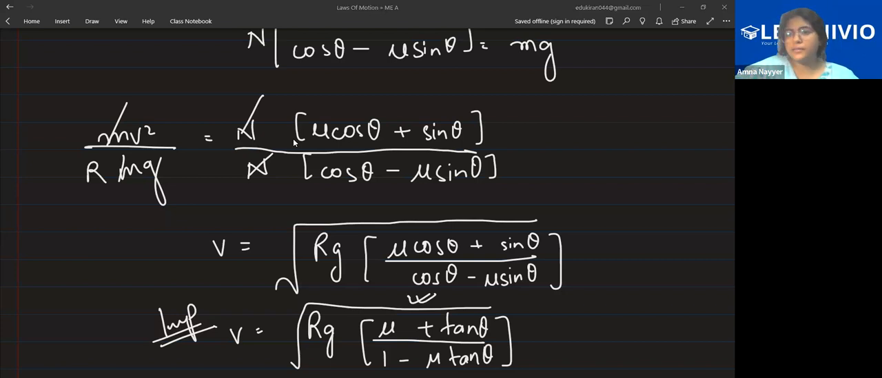Yes, class done. Open the cameras, all of you. So see, banking of road, bending of road, two topics are done. Third one is basically bending of cyclists.